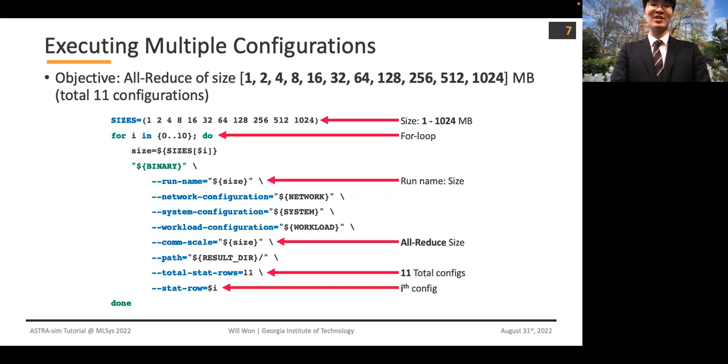So the exercise here is to run various size all reduces on the same topology, the 8-size ring, ranging from 1 megabyte up to 1 gigabyte, in total 11 configurations. And to do that, we don't have to change any input file. We can just create a for loop in the script, and this for loop automatically iterates over the sizes defined here and calls ASTRA-sim. As you can see here, I designated the total stat row to 11 and changed the ID of each row as well. So this will create one single CSV file that has all the run results.